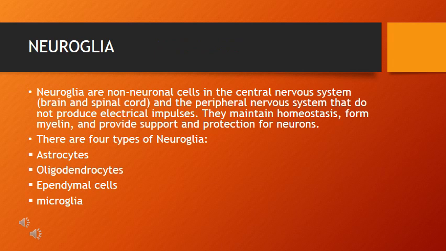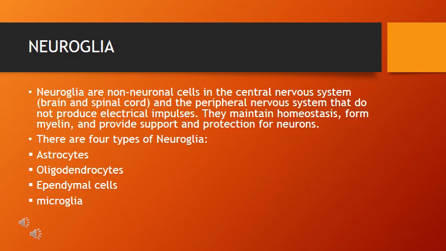So our next topic is neuroglia. What is neuroglia? Neuroglia are the non-neuronal cells in the central nervous system, that is the brain and the spinal cord, and the peripheral nervous system that do not produce electrical impulses. They maintain homeostasis, form myelin, and provide support and protection for the neurons.